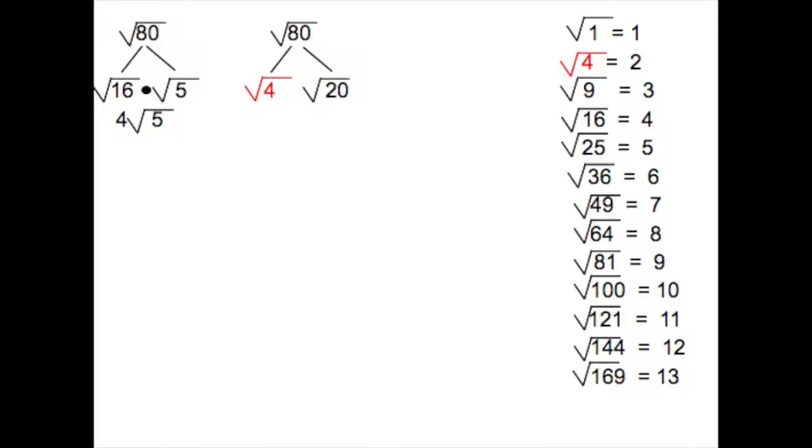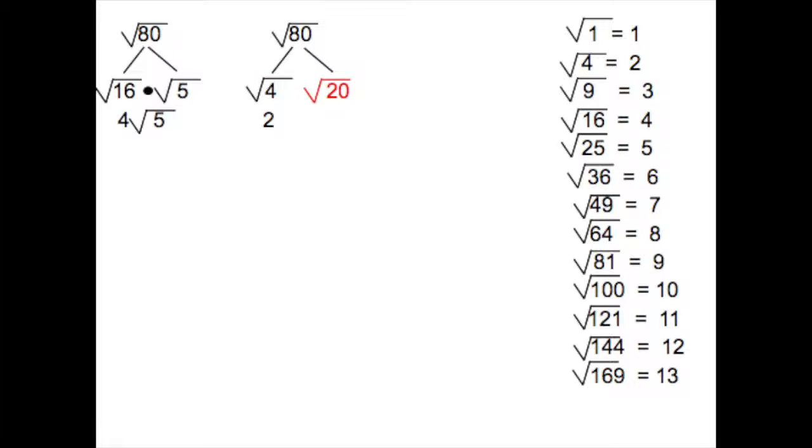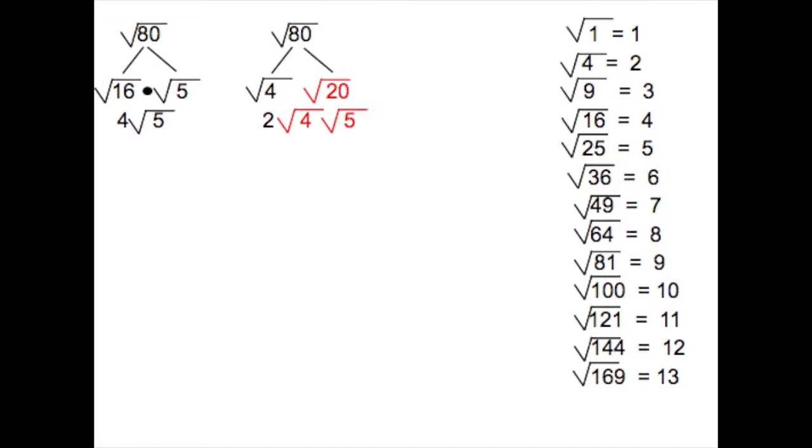Let's take another look at how we could have gone about breaking this down. The square root of 80 could also be broken down into the square root of 4 times the square root of 20. And the square root of 4 is a perfect square. The square root of 4 simplifies to 2, but there is still a perfect square factor in the square root of 20. The square root of 20 could be broken down as the square root of 4 times the square root of 5, because the square root of 4 is a perfect square.